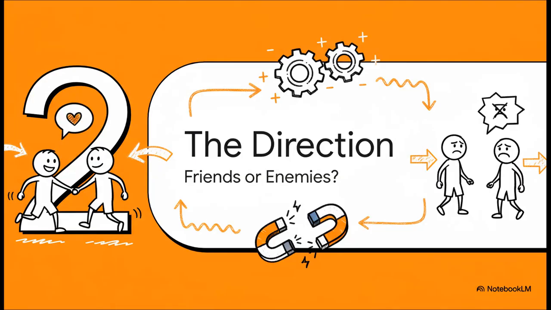Okay, so we know things can be connected. But how are they connected? Do they move up and down together, like best friends holding hands? Or does one go up when the other goes down, like total opposites? This is what we call the direction of the correlation.